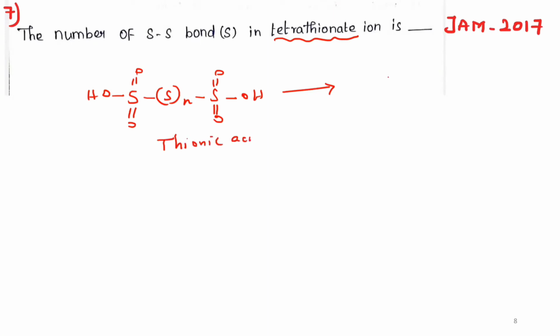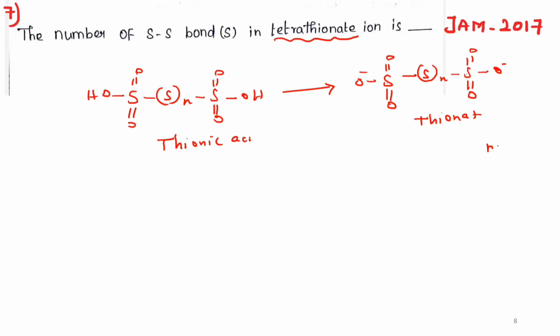I remove H plus here, and S double bond O, and S double bond O, and S, and S double bond O, and double bond O, here O minus and here O minus. This is called what? Thionate. This is thionate. They are asking tetra, right? Therefore, 4 sulfur. So 1, 2, 3 only.